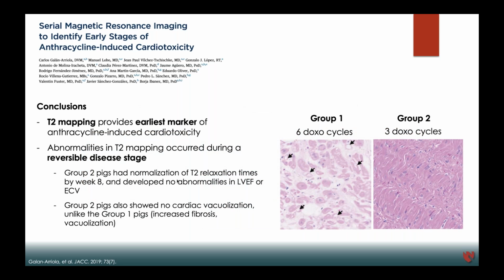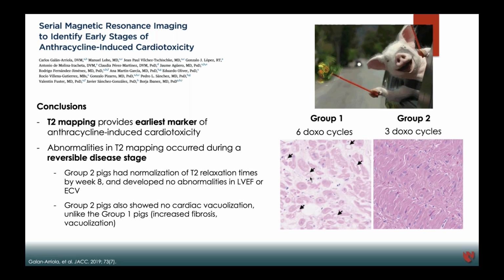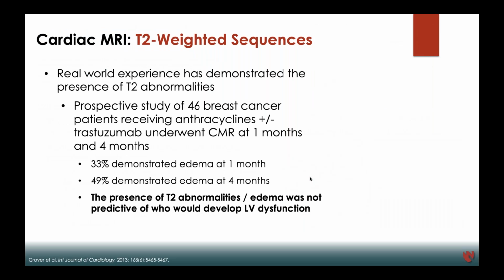Thanks, Dan. So to sum up that study, T2 mapping provides the earliest marker of anthracycline-induced cardiotoxicity. And also, when T2 mapping abnormalities occurred, it seemed to occur at a reversible disease stage, because once they withheld the doxorubicin after the T2 abnormalities occurred, the myocardium was normal, whereas in the group that received 6 doses of doxorubicin, their histopathology demonstrated extensive doxorubicin-induced cardiotoxicity. So in this case, the pigs were extremely helpful, very awesome study, great promise for what's coming in the future for T2 weighted sequences.